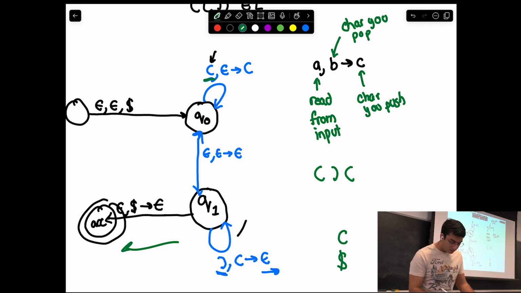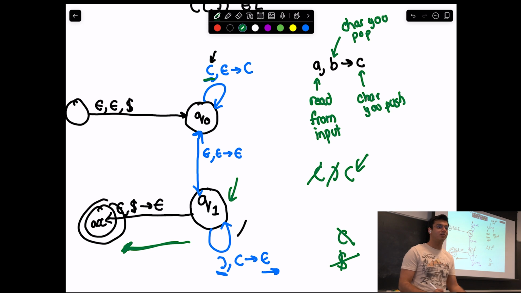We epsilon transition into this state. We read a close parenthesis, we pop an open parenthesis off of the stack. At that point, you're in Q1 and you only have the $ sign, so you can just arbitrarily take it. But if I take this $ sign and pop it off the stack, I still have not consumed the entire input string.